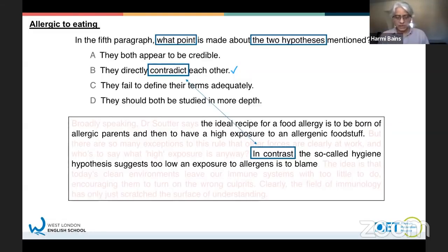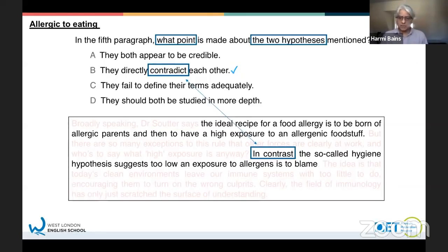Like I said, to get the answer, that's all I needed to read. I didn't actually need to read the whole text. However, like I said, it is important you do read the whole paragraph. Even if you think you found the answer, just keep reading because these questions are really tricky.